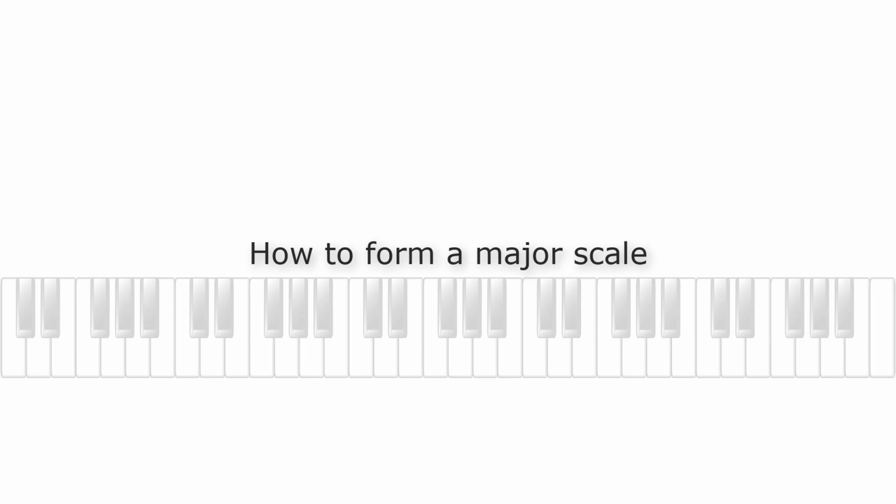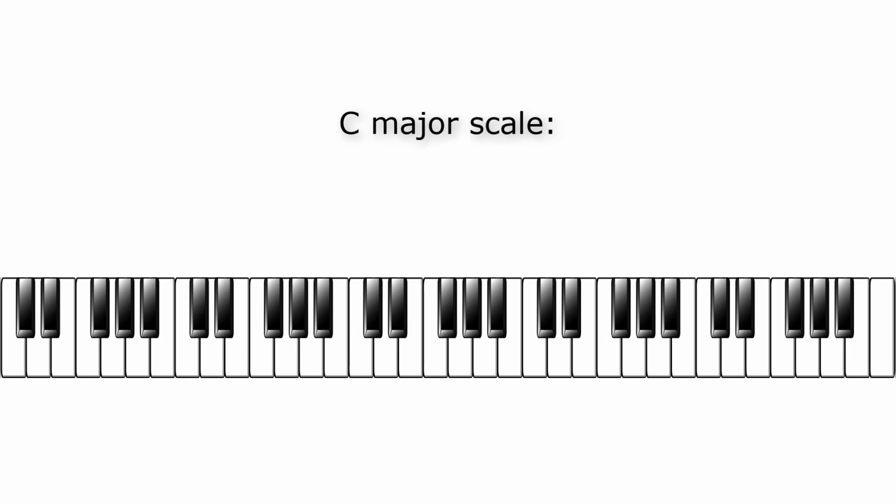In lesson 6 of the music theory series, I will teach you how to form a major scale. And I will start with the C major scale, since it's the easiest major scale, because the notes of the C major scale correspond with only white keys on the piano. So let's start. It starts on C.